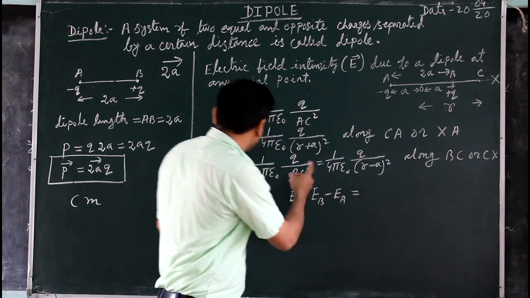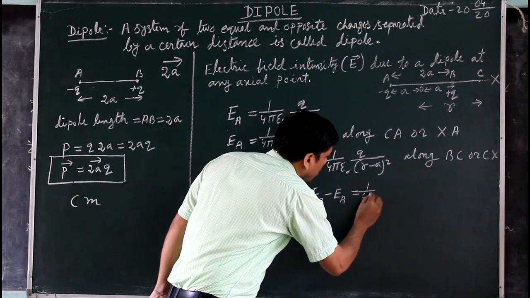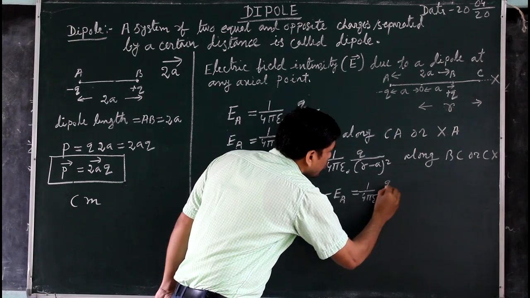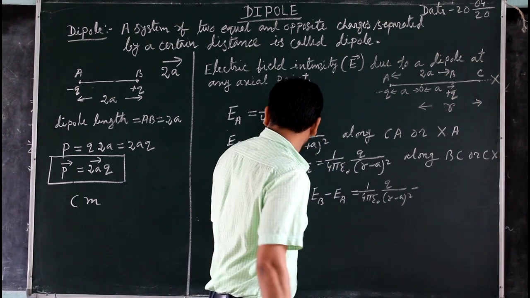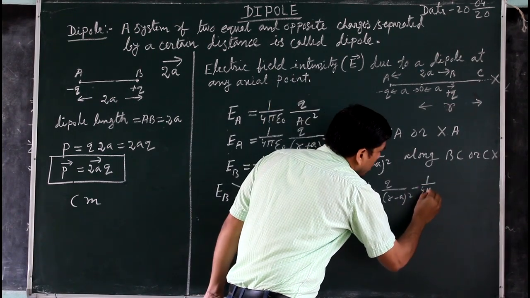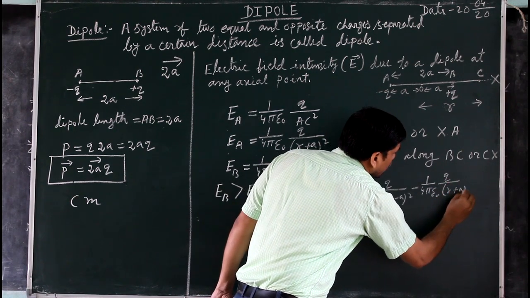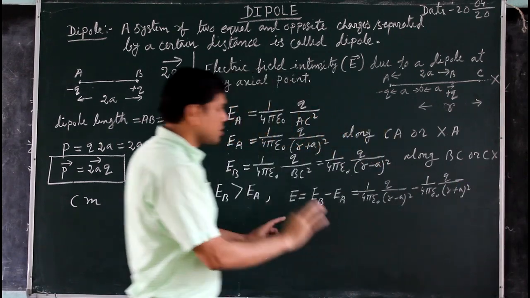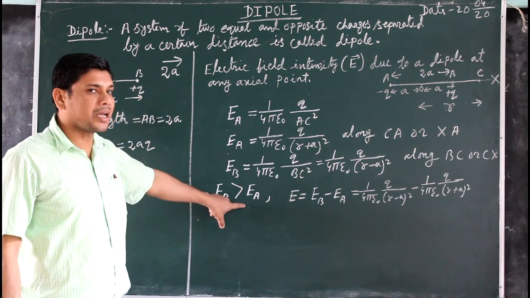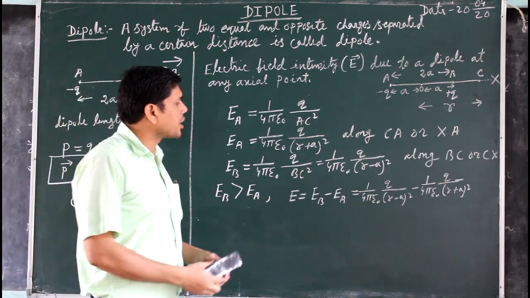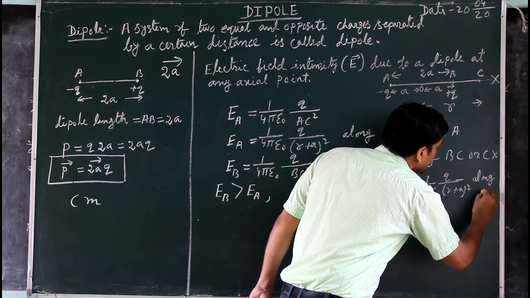Equal to, now we have to put the value of EB first. What is the value? 1 by 4 pi epsilon naught q by r minus a whole square, minus 1 by 4 pi epsilon naught q by r plus a whole square. So it is the magnitude of the resultant electric field. What will be the direction? As EB is greater than EA, its direction is also along EB. It means along BC.